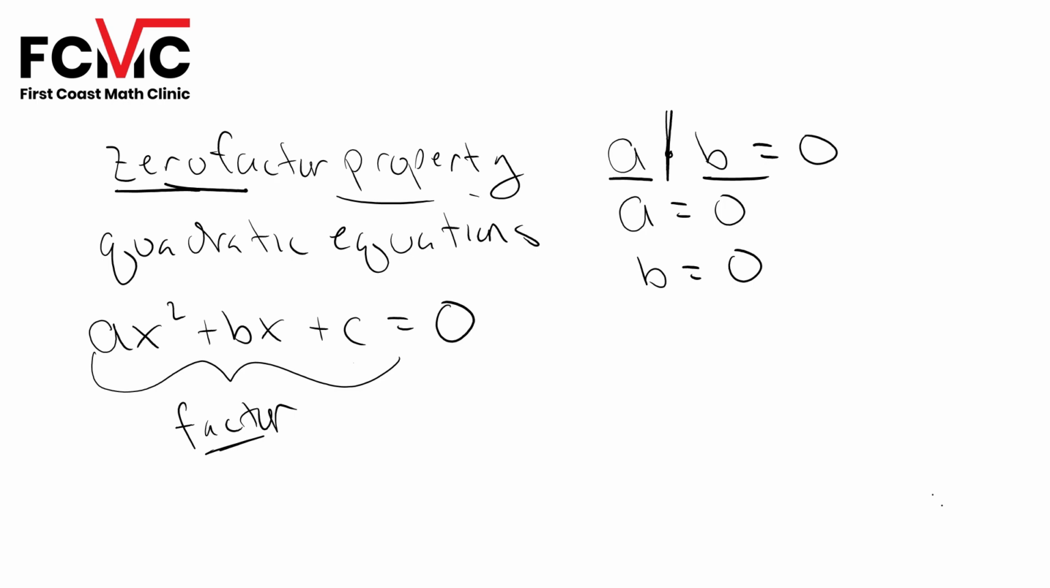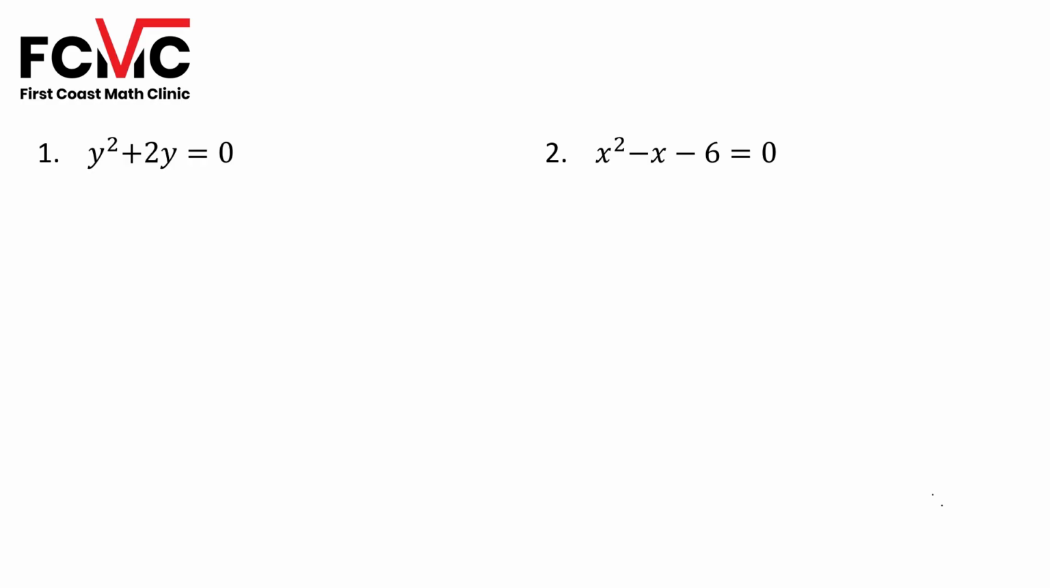All right, let's get into some examples. So for number one, we've got y squared plus 2y equals 0. So we've got 0 isolated on the right side. Let's figure out how we can factor this, because we want this to be in the form A times B equals 0 to use our zero factor property. Well, we know y squared is y times y, plus 2y, which is 2 times y, equals 0.